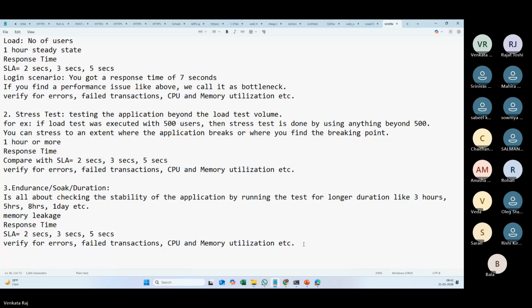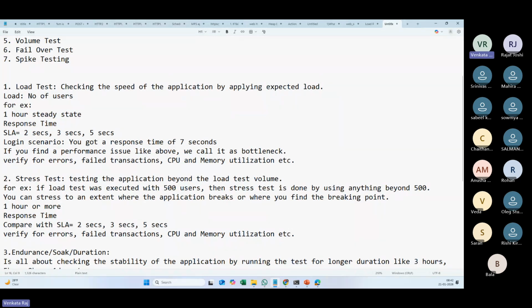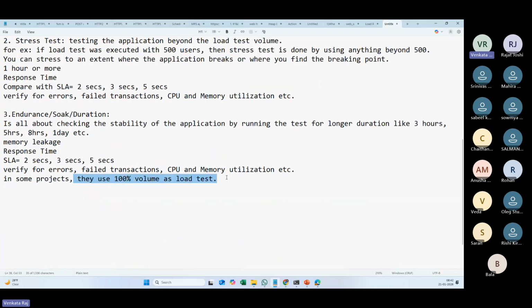Now, there is one more point that we need to discuss. How many users do we need to use for the endurance test? In some projects, they use 100% of the volume of the load test. For example, let me write that point also, 500 users. If the load test is run with 500 users, the endurance test will also be run with 500 users.